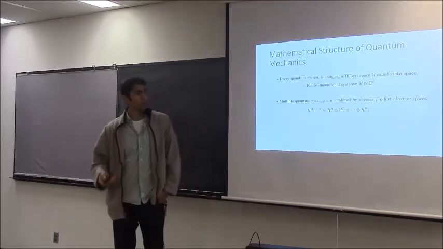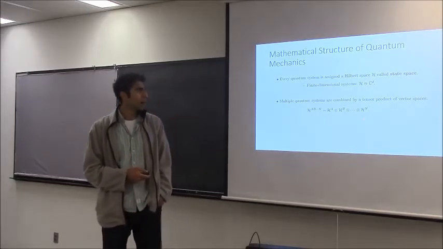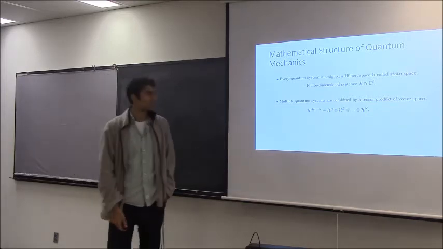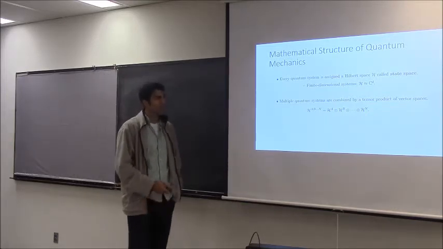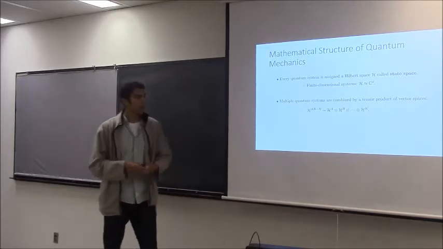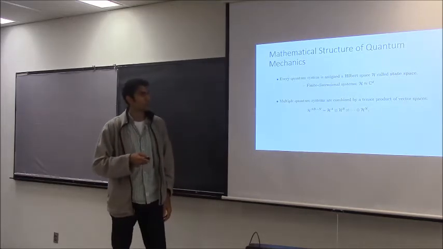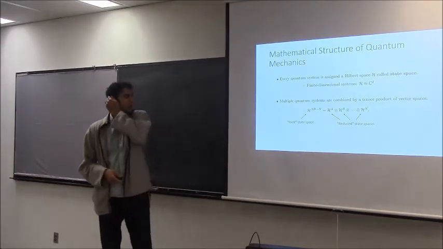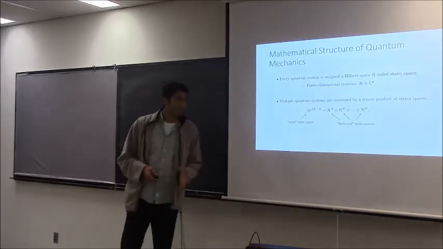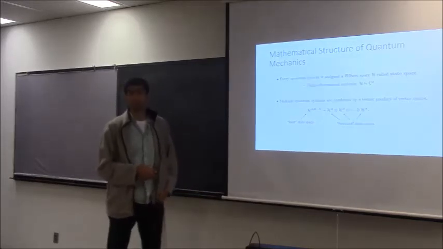And if we want to talk about multiple systems, then the next postulate that comes in is we build up more parts to a system by taking the tensor product of vector spaces. So in this example here, we have n subsystems, A, B, C, all the way up to n, and if we want to describe the full joint system, we will take the tensor product of the individual subspaces. Sometimes the subsystems are known as the reduced state spaces, whereas the full state space is called the joint space.